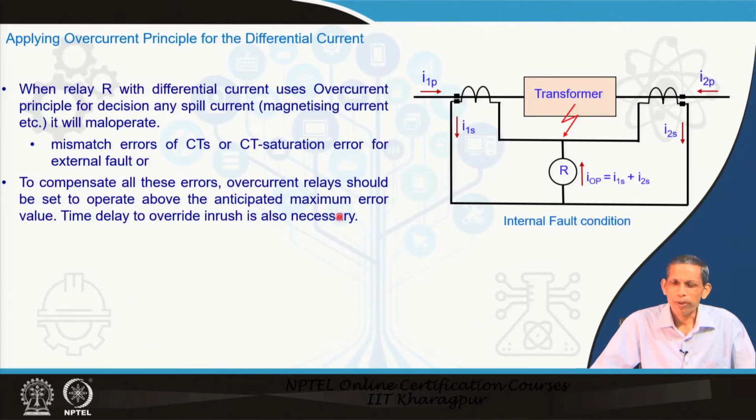If you try to compensate for all these errors, then the pickup current which will be fixed for the overcurrent relay will be very large. If the pickup current becomes very large, then the dependability will be compromised in general. So, therefore, alternative ways are being sought, and we will go on that perspective.